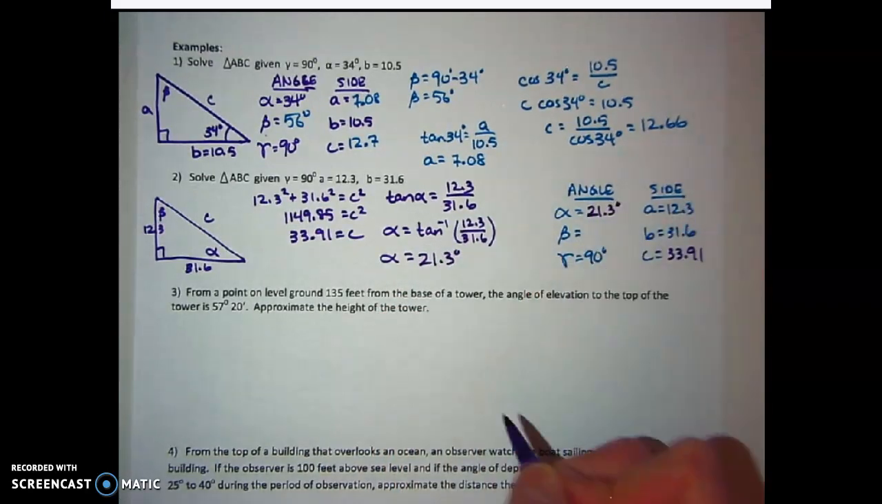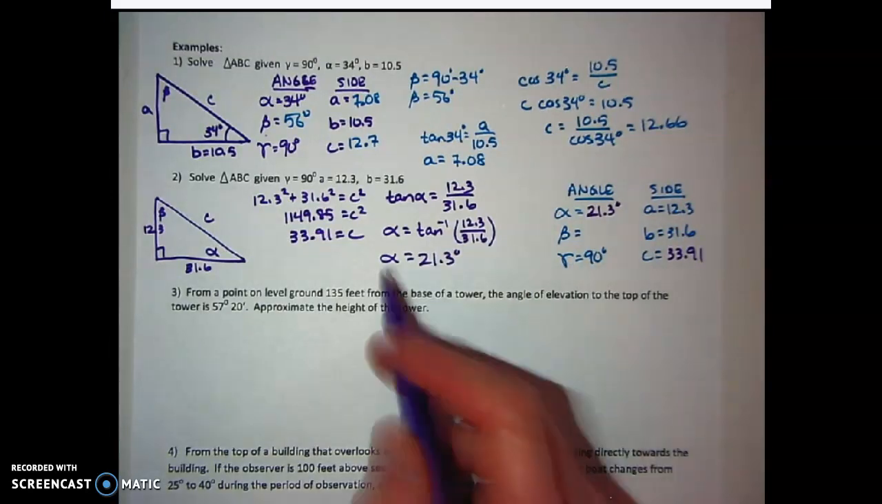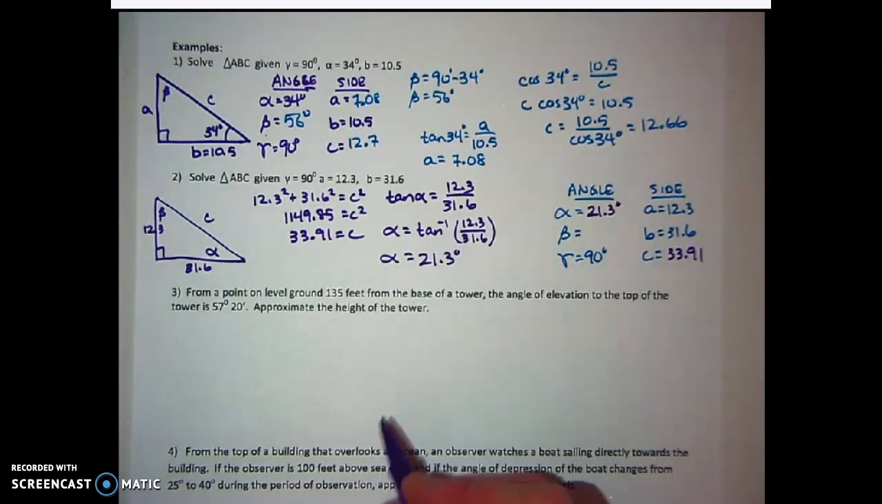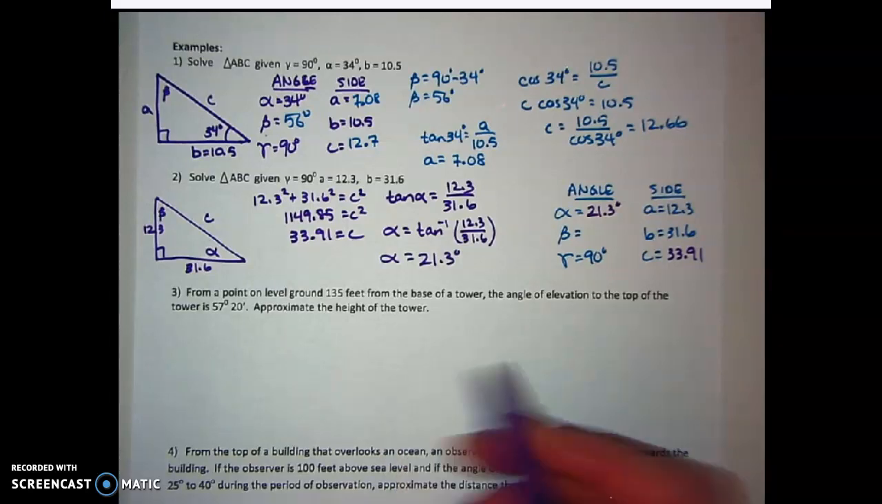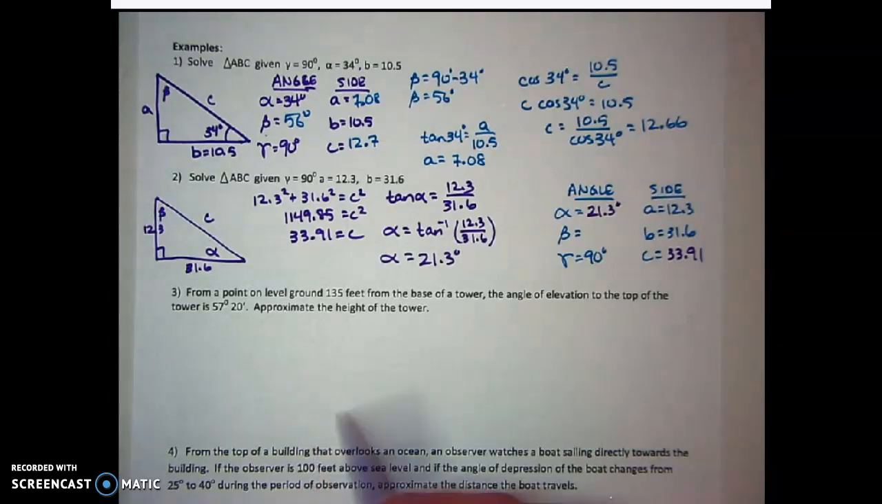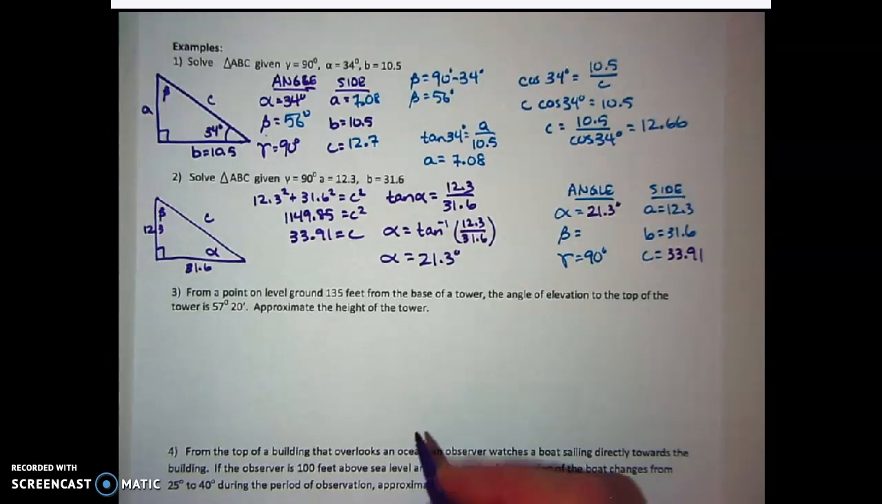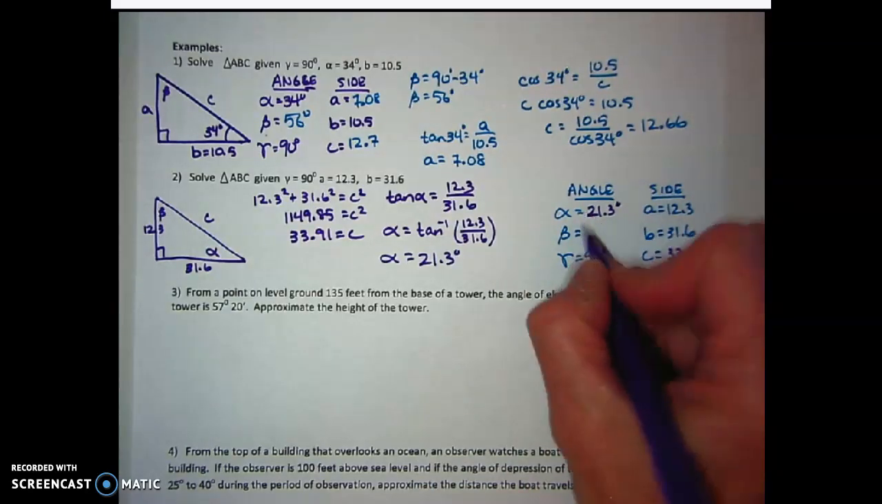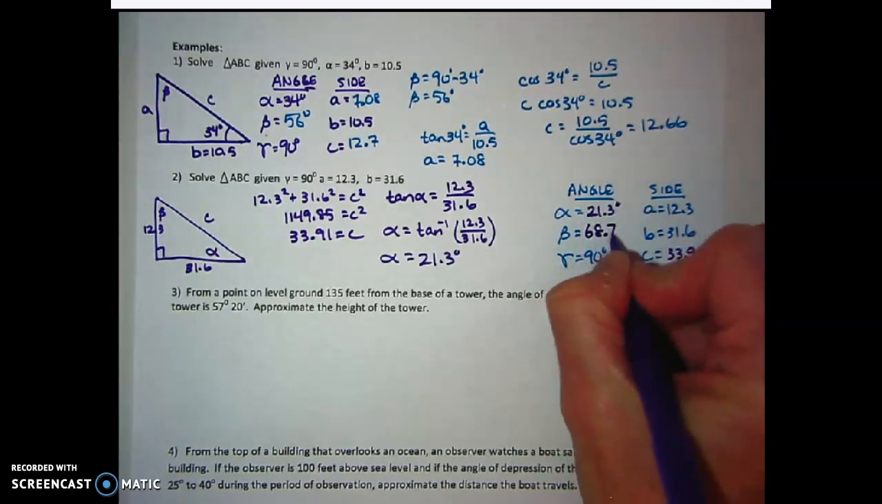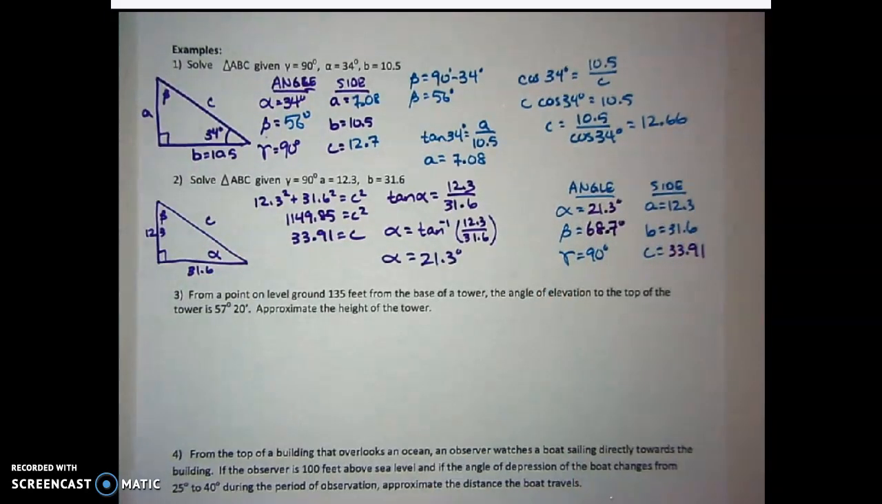Now we could use the tangent again, doing the tangent of beta is 31.6 over 12.3. We can also, though I told you not to do that, we could also take 90 minus 21.3 and come up with the sum of triangle is 180 degrees, and so beta is 68.7 degrees.